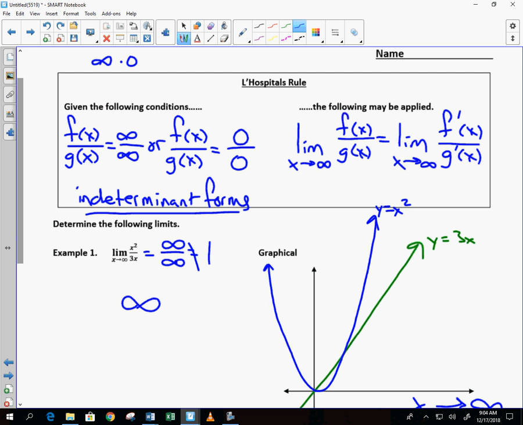Take the derivative of the top, the derivative of the bottom. In this case, I say x approaches infinity. It doesn't have to approach infinity. We can approach many different numbers. But if you come up with an indeterminate value, you could simply take the derivative of the top and the derivative of the bottom, and that will find for you its limit.